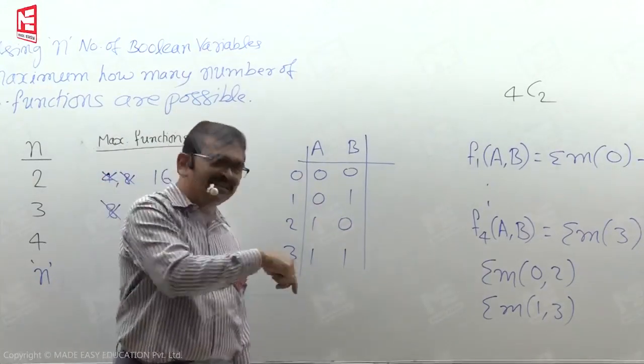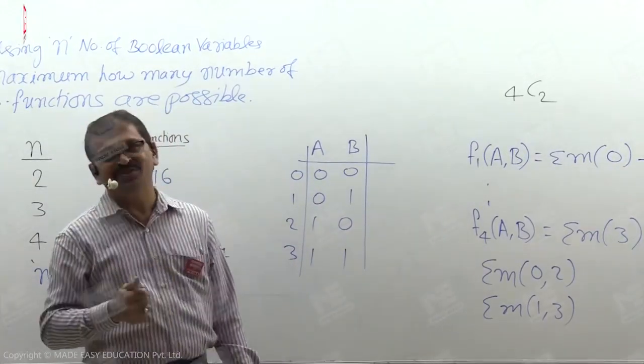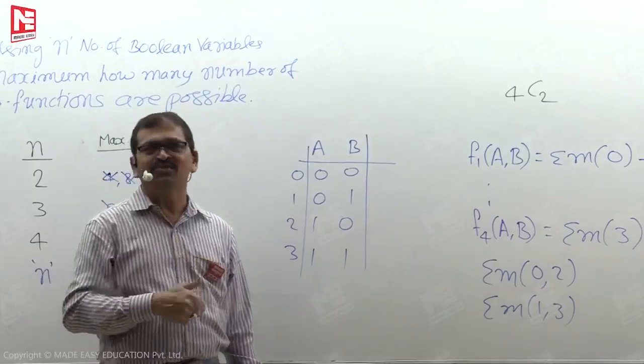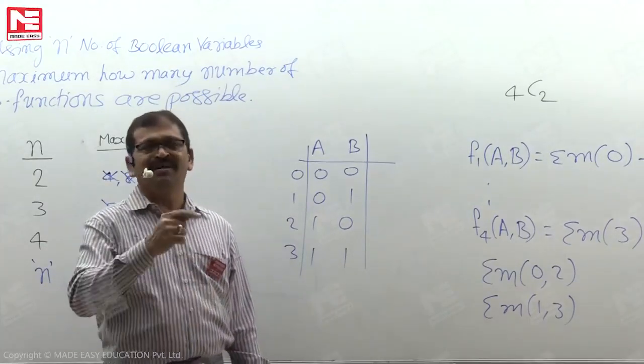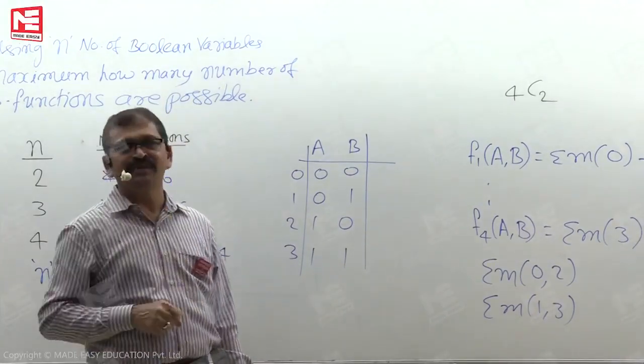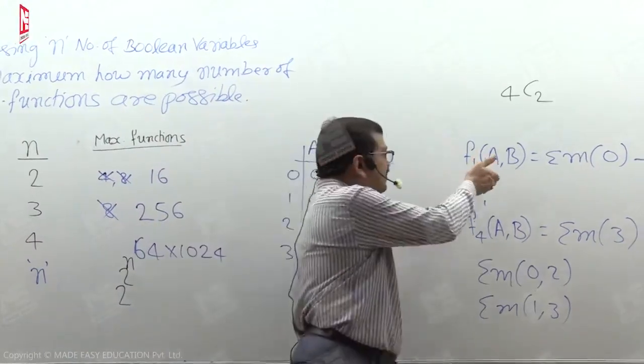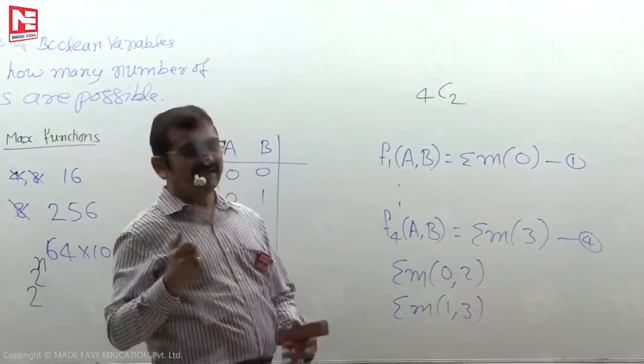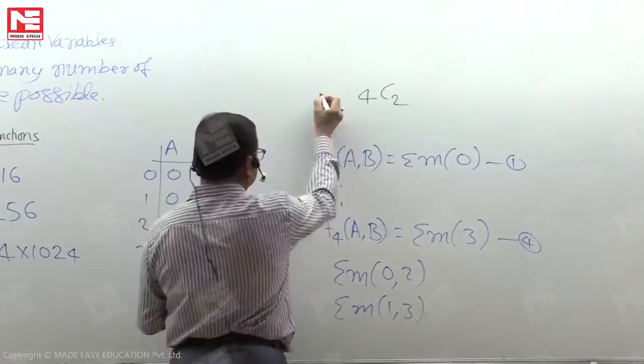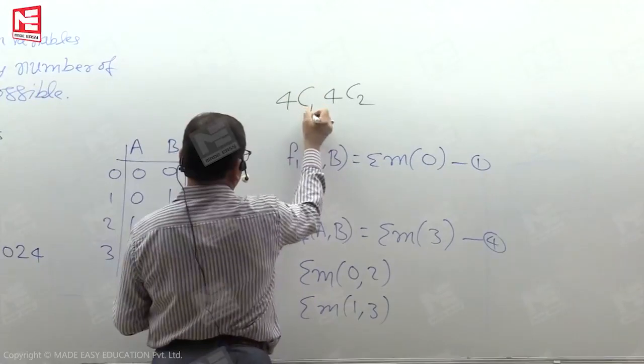So while making a list, we should not say the answer as so and so. Of course, while making the list, you will have the answer, no doubt 6, but listing is not advisable. Better to say 4C2. So based on this, for the previous one, taking one combination as a minterm, definitely our answer will be 4C1.